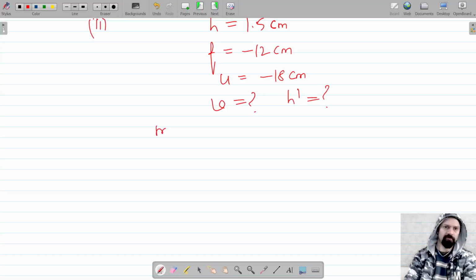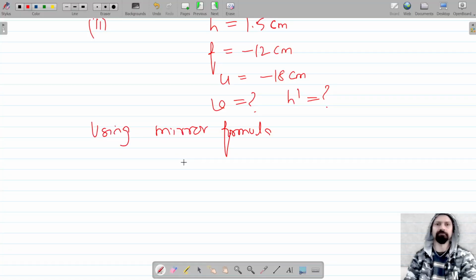So let's use the mirror formula. The mirror formula is the relation between the object distance, image distance and focal length, so the mirror formula is 1 upon v plus 1 upon u is equal to 1 by f.